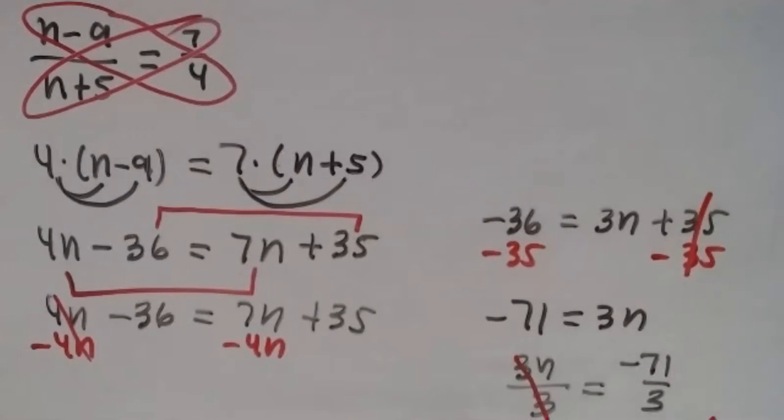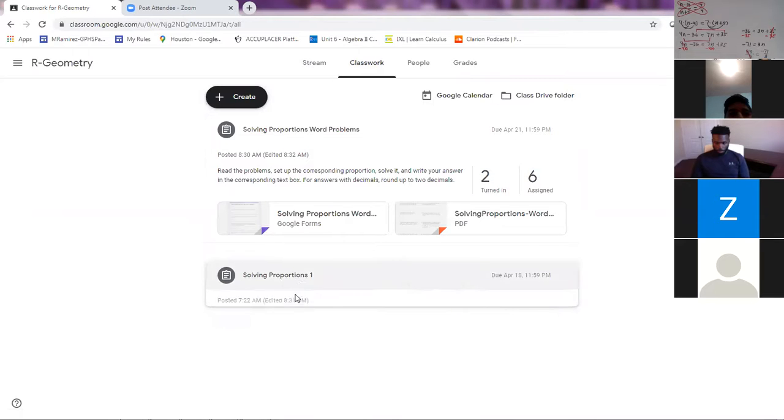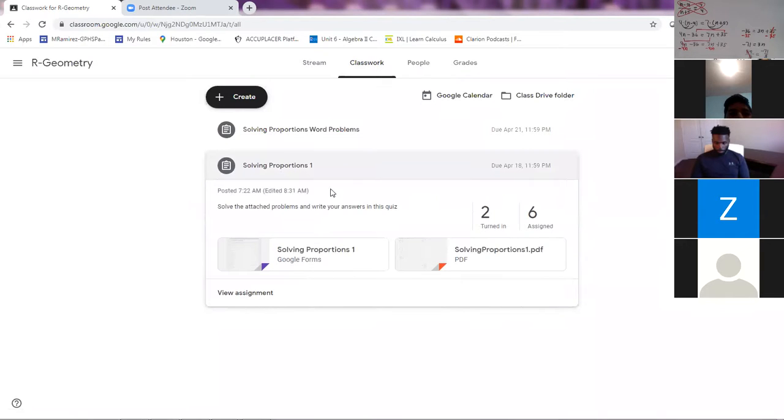Everybody fine? Okay, well, remember, Google Classroom right here in classwork, right? You are going to see the assignments, okay? Solving proportions 1 is right here. So you click and then you solve, okay?